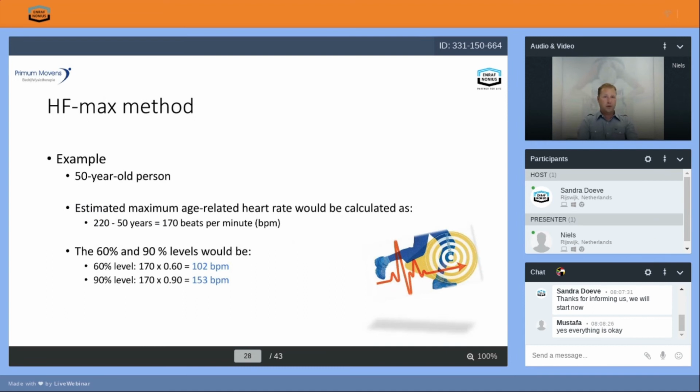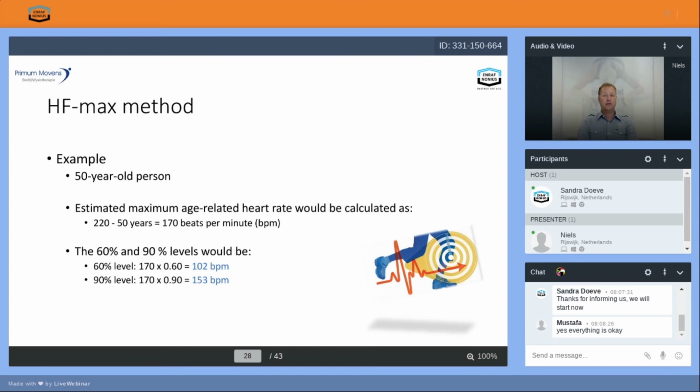In an example, let's say you have a 50-year-old person, a 50-year-old patient. The estimated maximum age-related heart rate would be calculated as follows. You have 220 minus the 50 years of age. That leaves you with a theoretical maximum of 170 beats per minute.